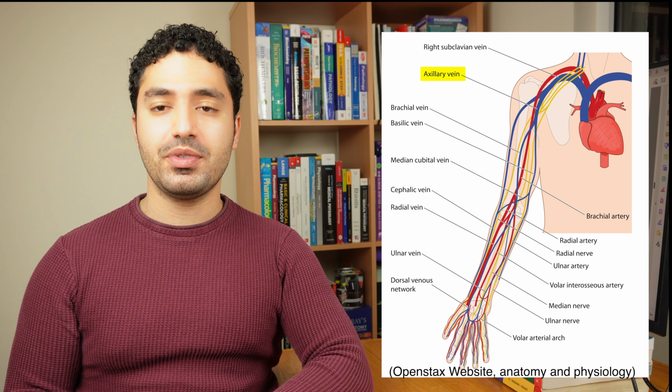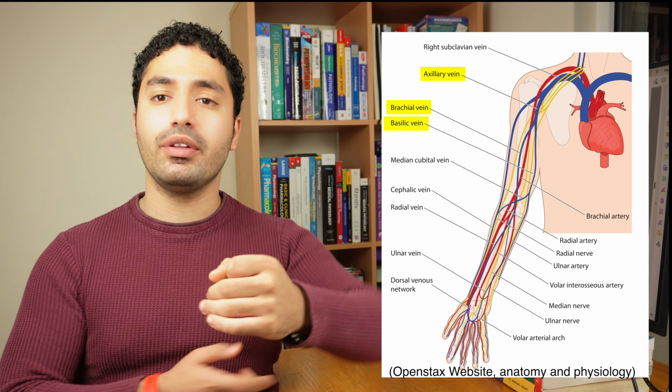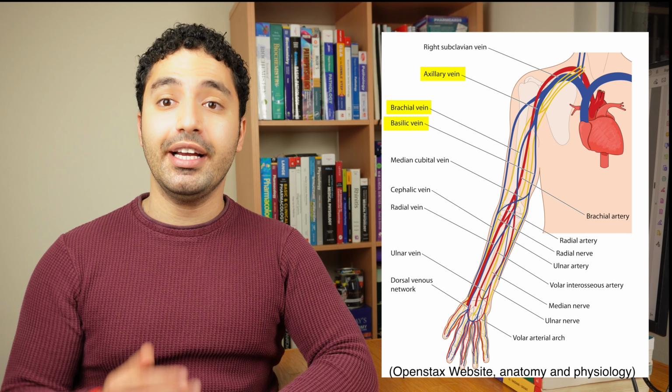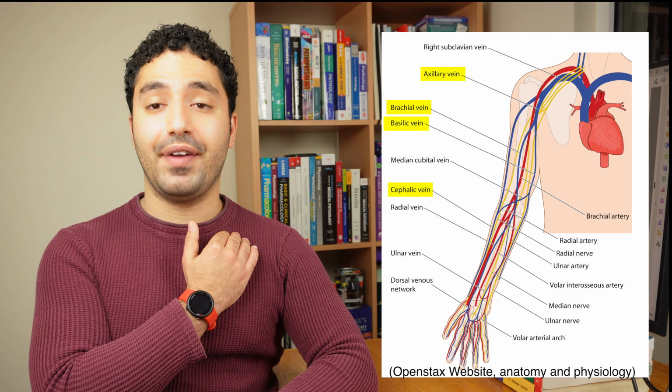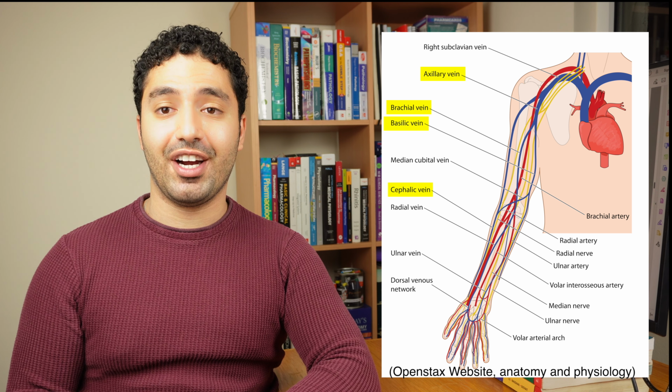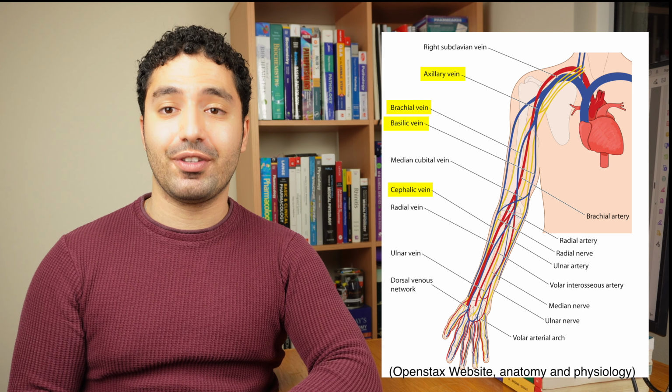The axillary vein forms from the union of the basilic and the brachial veins on the lateral border of the teres major. In the axilla, it runs medially with respect to the axillary artery, where the cephalic vein drains into it. And just like for the axillary artery, at the first rib, it turns into the subclavian vein.